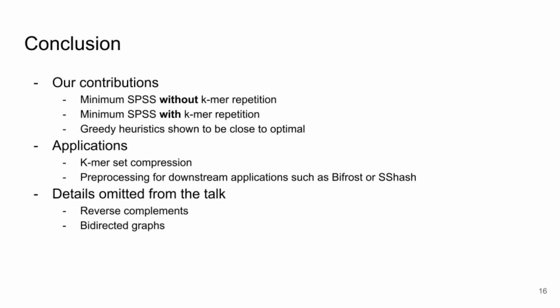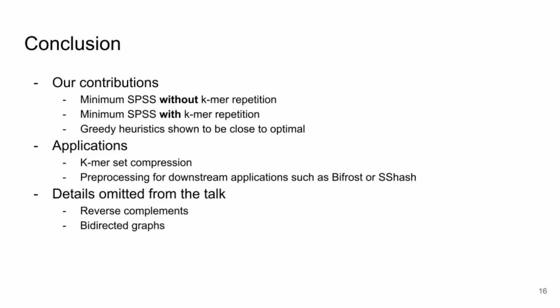So, in conclusion, we have solved the minimum SPSS problem with and without k-mer repeats. We also show that greedy heuristics are already very close to the optimal solution. For applications, these methods could be used for k-mer set compression, obviously, and it could be used to speed up downstream applications which work on these SPSS representations, such as BFROST or SSHash.